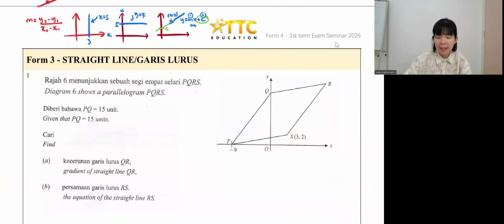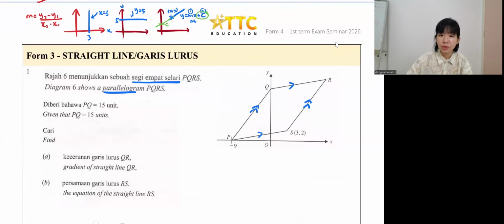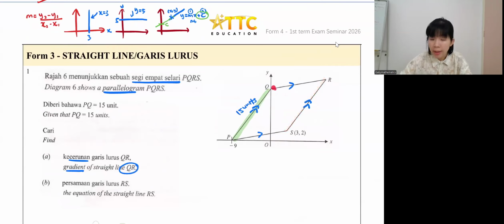Now diagram 6 show a parallelogram. Okay, parallelogram, segi empat selari. Characteristic is opposite side, they are parallel. Given that PQ equals to 15, PQ, this line, 15 units. Okay, label. First one, find gradient keturunan of QR. So QR, this line.